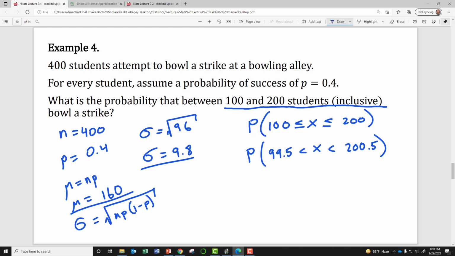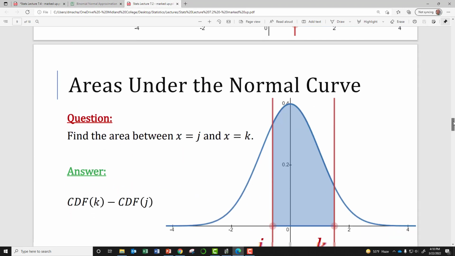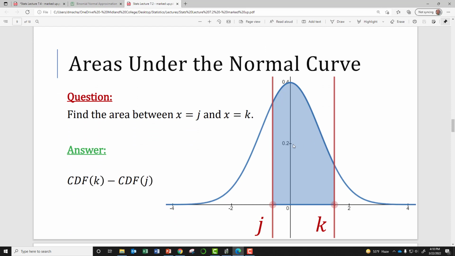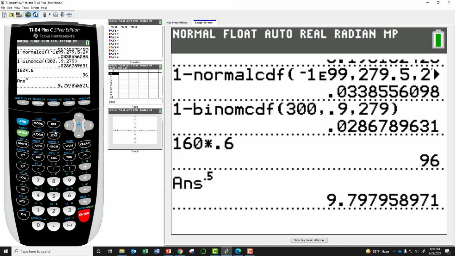And then I can do this by taking the CDF evaluated at my upper bound, which is 200.5, and then subtracting the CDF evaluated at my lower bound, which is 99.5. And again, to show you the visual from our 7.2 lecture notes, what that looks like is this. If I want to find the area in between two bounds, I just take the difference in the cumulative distribution function between the upper bound minus the lower bound. So this is the correct formula. Now I just got to plug it in.